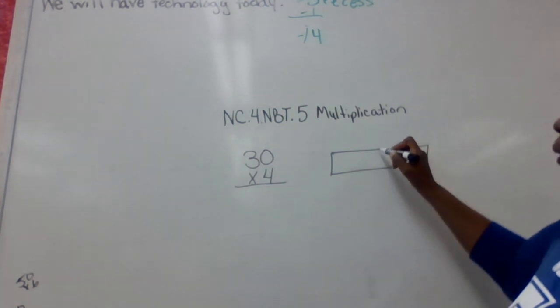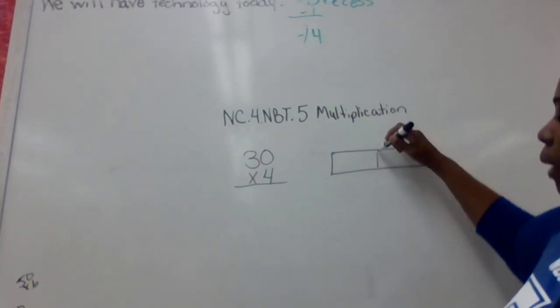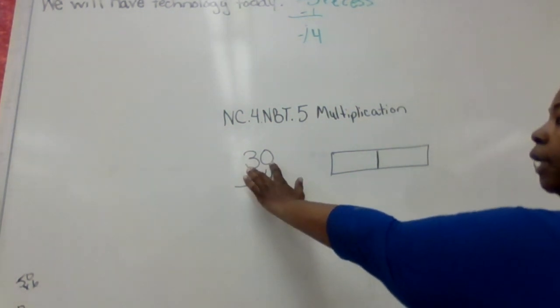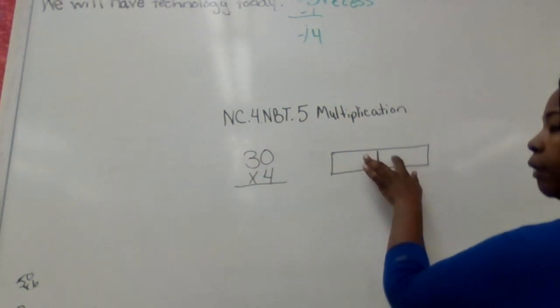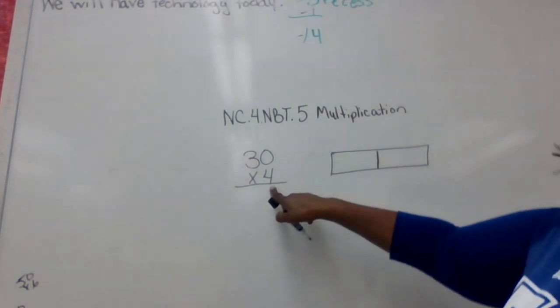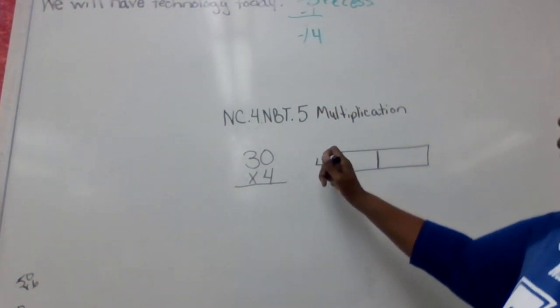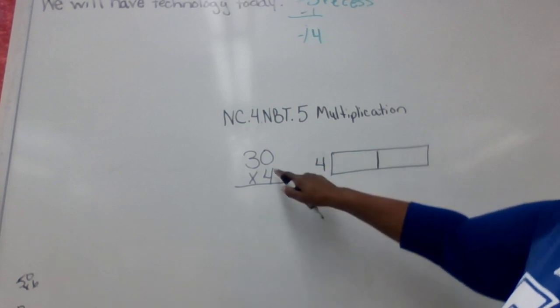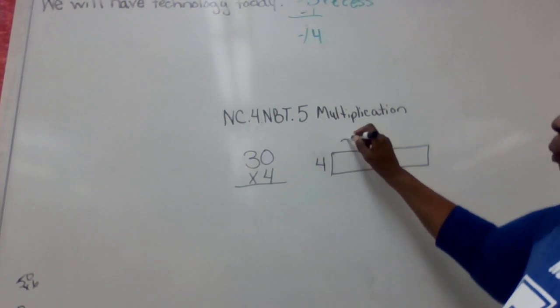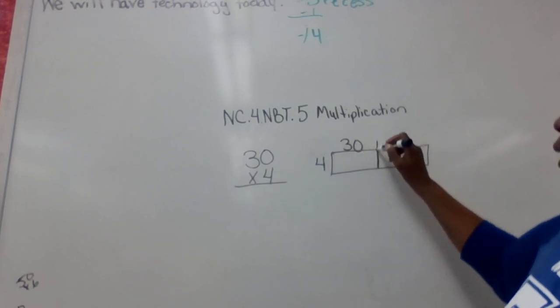And so we're going to make one line that'll give me two boxes because I have two numbers. I have a ones and a tens place, so I have to model that on my area model. So my 4 is what I'm multiplying by. It'll go by the side. And the top, we're going to do the expanded form, which will be 30 plus 0.